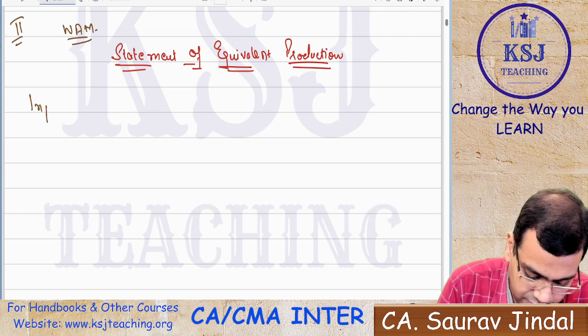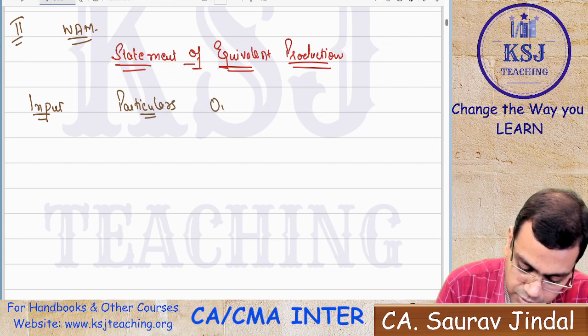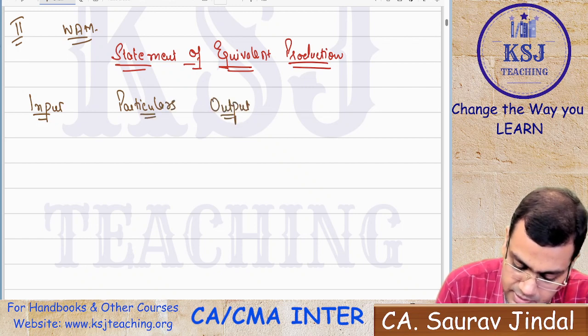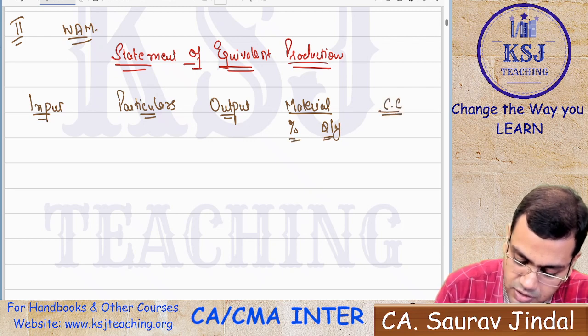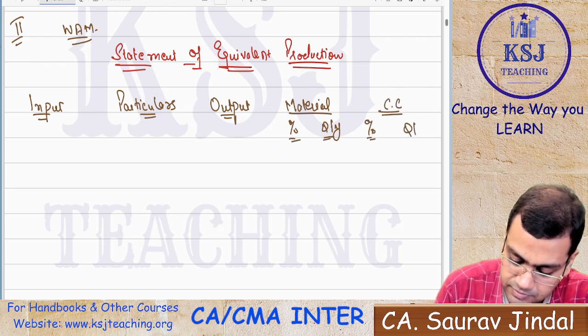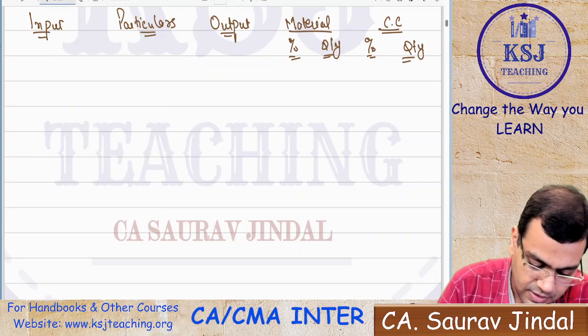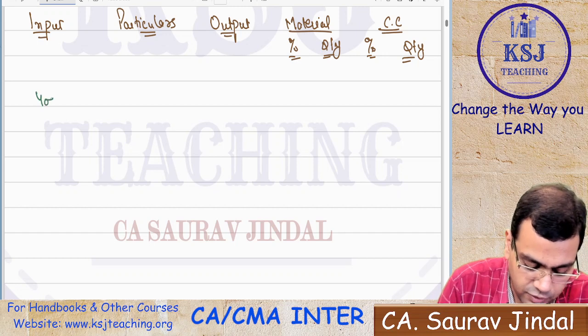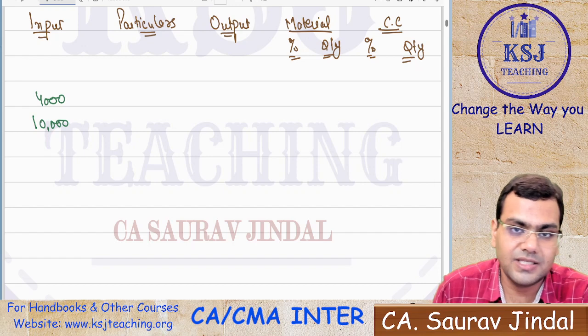Here we will take input, then particulars, output. Then we have material cost, percentage and quantity. Then we have conversion cost, percentage and quantity. Now here again we have input 4,000 of the opening WIP and 10,000 of the fresh input. This is what we have as input.